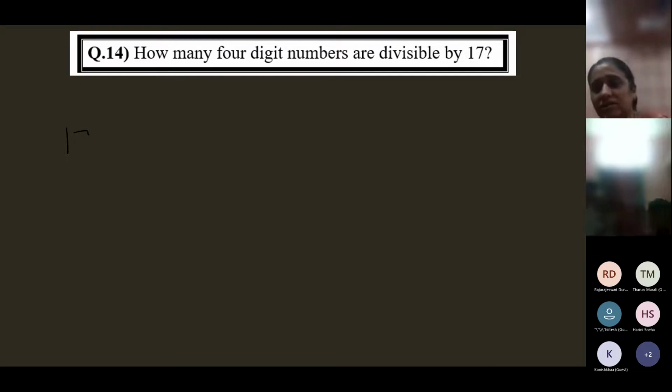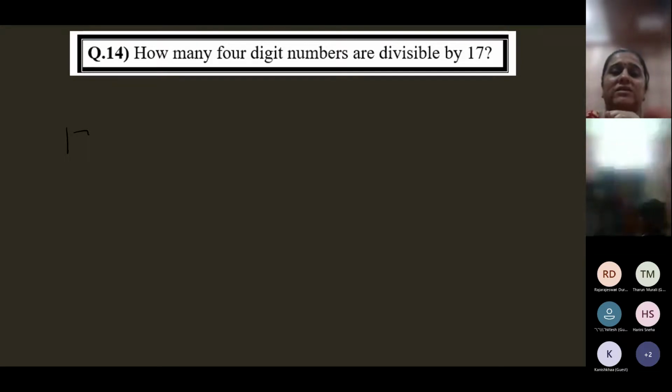So how many? You should go to the last number in the sequence and find its position. So step 1 is to generate the sequence of all 4-digit multiples of 17. Now, this sequence will form an arithmetic progression because the difference between any term and its preceding term will be 17. Common difference is 17, so it's an AP.